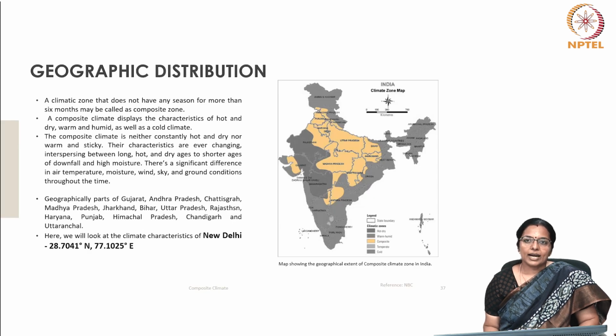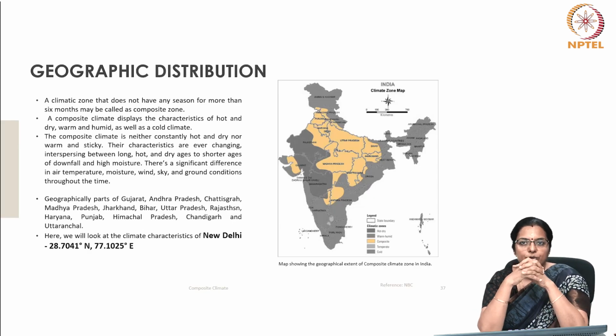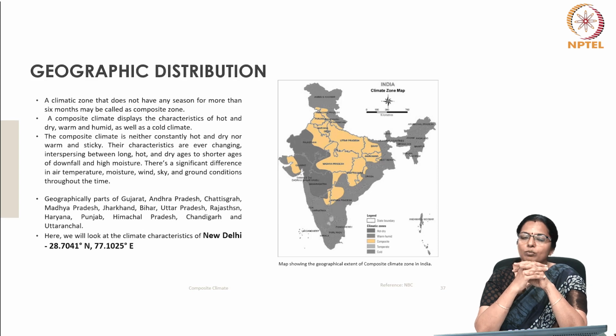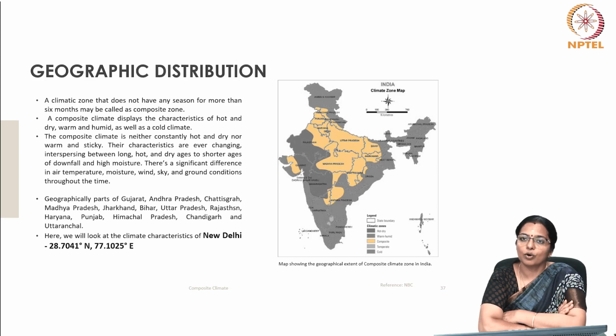Now, if you look at the geographic distribution, a climatic zone that does not have any season for more than 6 months is called a composite climate. A composite climate displays the characteristics of hot and dry, warm and humid, as well as cold climate. That is why I said it's a big challenge to architects and designers.